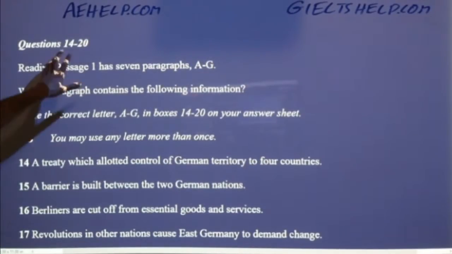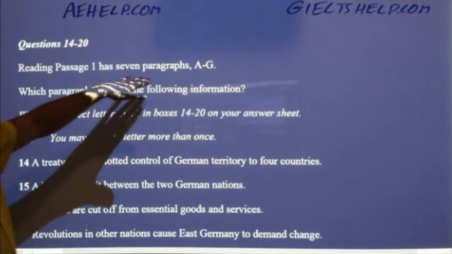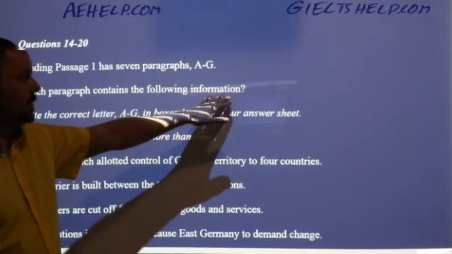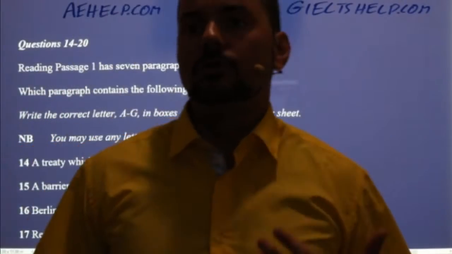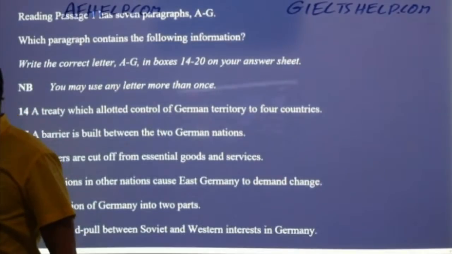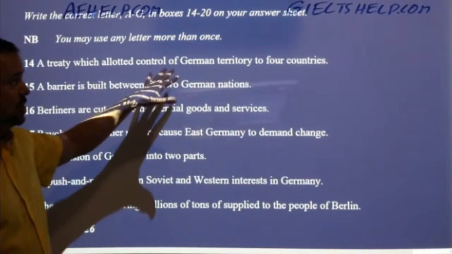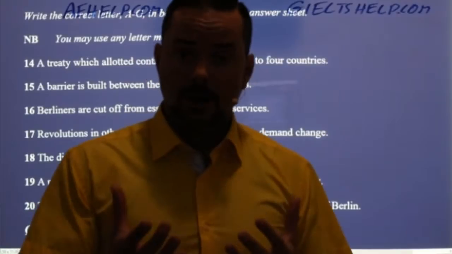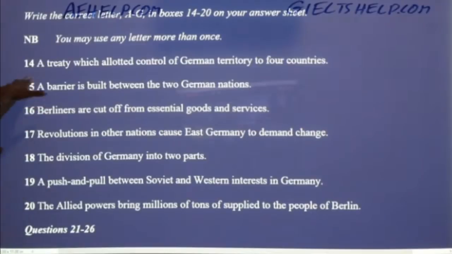So passage 2, usually the question numbers are around this. So it says, reading passage has 7 paragraphs A to G. Which paragraph contains the following information? So here you have to match the information to the correct paragraphs. So we can read this type of question because it means all of this information is somewhere in this passage. And these kinds of sentences will give us an overview of the passage content. So let's read these together with me.